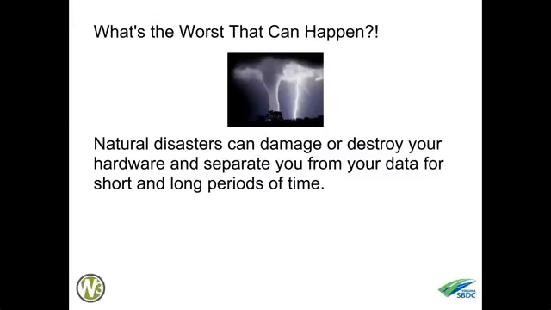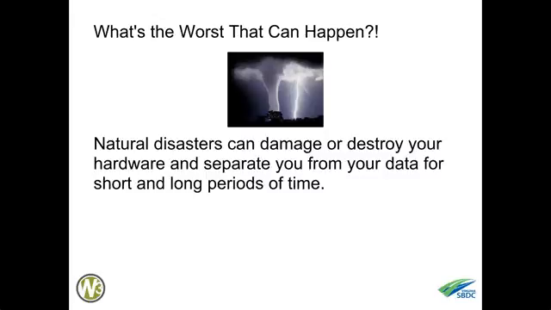So when it comes to natural disasters, we typically have to be concerned about the damage or destruction of hardware, not necessarily of data itself, but the data sits on the hardware, so of course it's implicit, intrinsic. So we want to be able to separate your data from the disaster, the natural disaster, as much as possible, both for short and long-term periods.